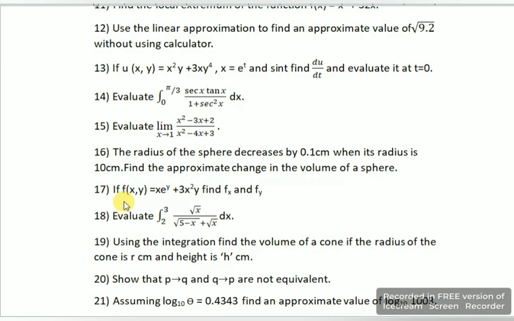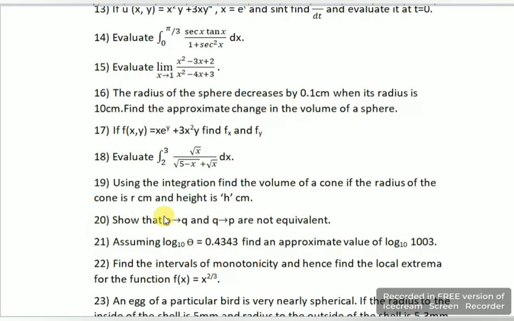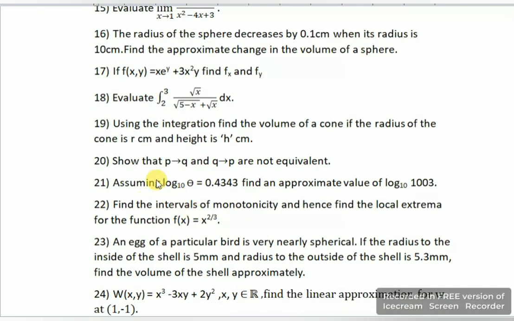Next one, if f(x, y) = x e^y + 3x²y, find fx and fy. Next one, evaluate the integral from 3 to 4 of √x / (√(5 - x) + √x) dx. Next one, using integration, find the volume of a cone if the radius of the cone is r centimeter and height is h centimeter. Next one, show that PRQ and QRP are not equivalent.